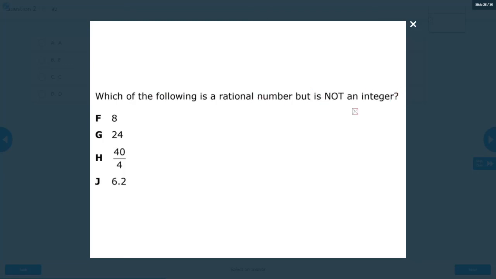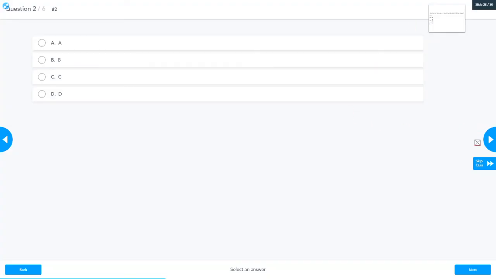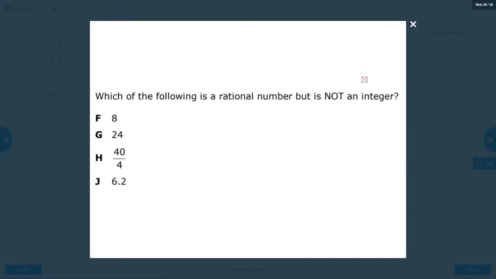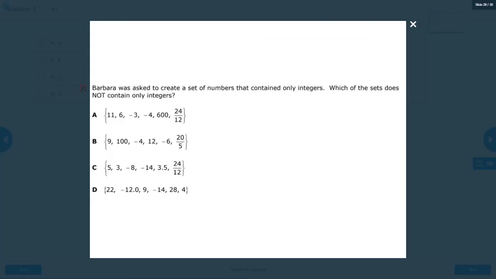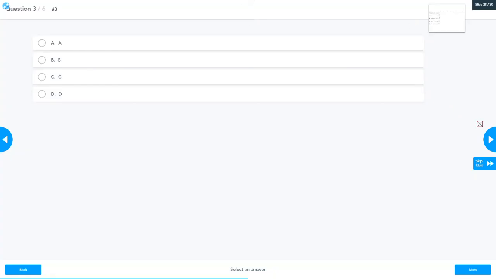Which of these is a rational but not an integer? Okay, so be careful. Look at those answers. F, G, H, or J. I think it's the same as A, B, C, and D, just labeled incorrectly. I'm just pushing A, B, C every time. Same thing here. You click on this. You read the problem. Which set does not contain only integers? So which one does not have only integers? It's going to have some other numbers in there.